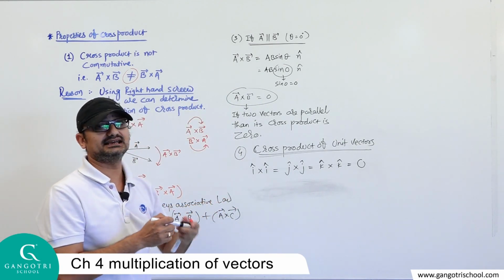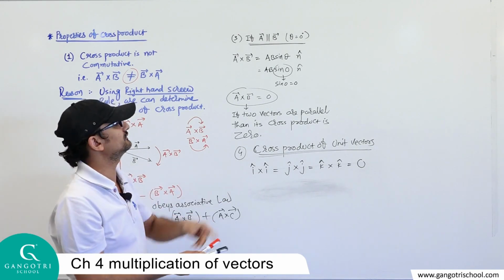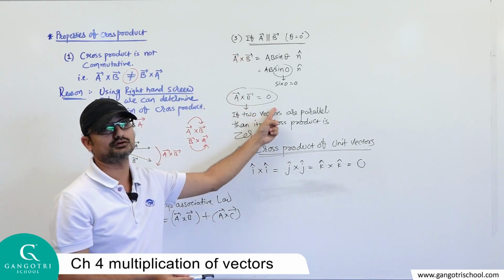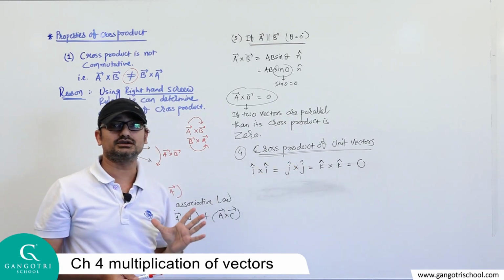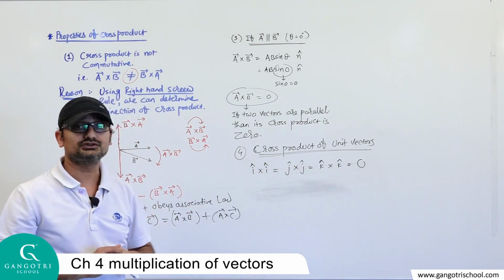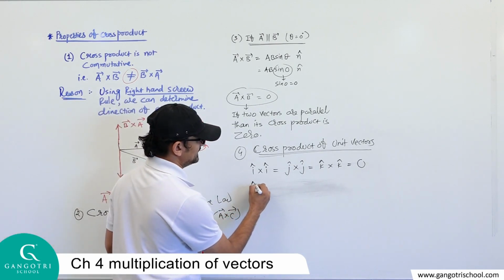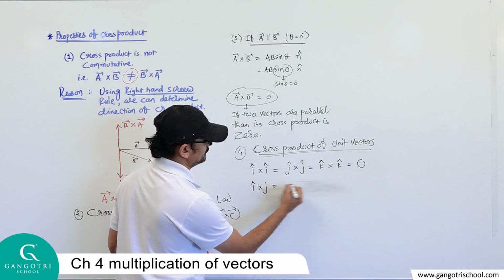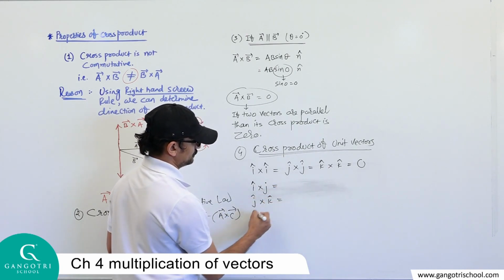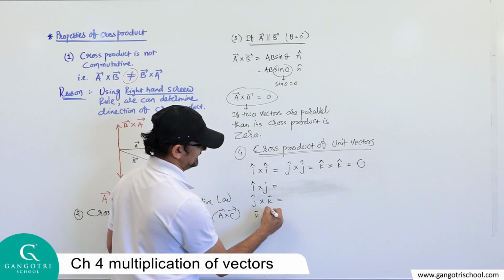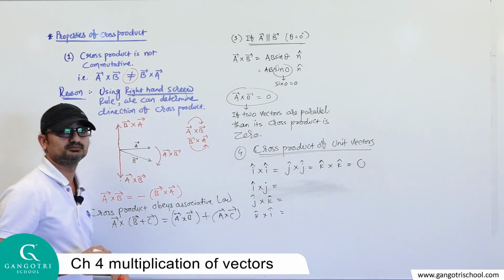i caret and i caret are parallel vectors. If two vectors are parallel, then their cross product is 0. So similarly, i cross i, j cross j, k cross k are equal to 0. Now the turning point, most important. If anyone asks you i cross j equals to what, j cross k equals to what, or k cross i equals to what, for that you have to use the right hand screw rule.